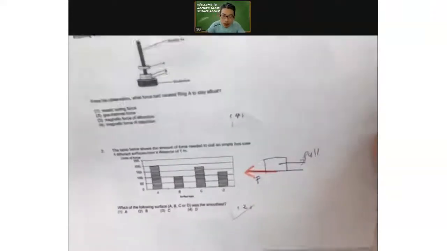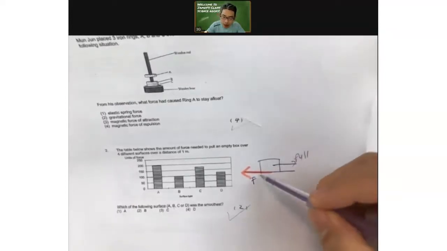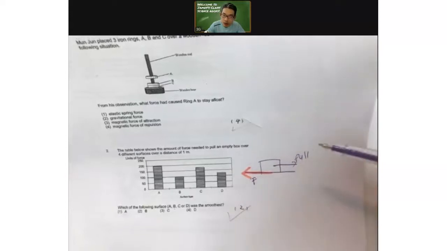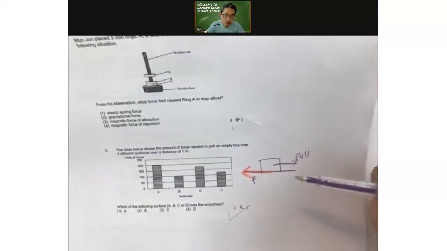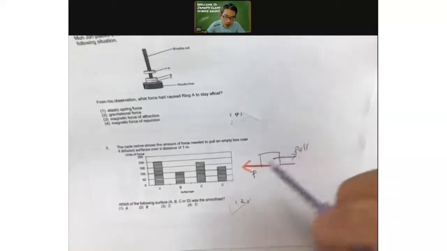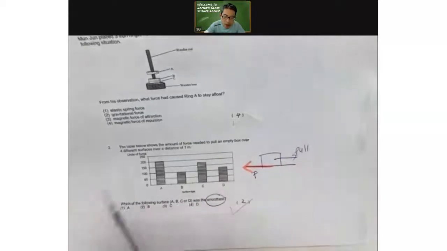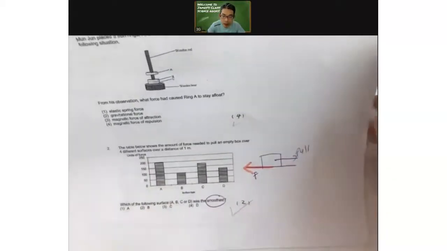And if the floor is very smooth, you'll use very little force to pull it. If the floor is very rough, there's an increase in the amount of friction between the bottom of the box and the surface. There will be more frictional force to overcome, so you will need to use more force to pull it. So which is the smoother surface? You look for the force that is the lowest, and that'll be B. Okay, that's how I understand this question.